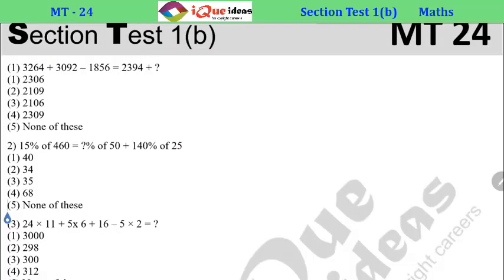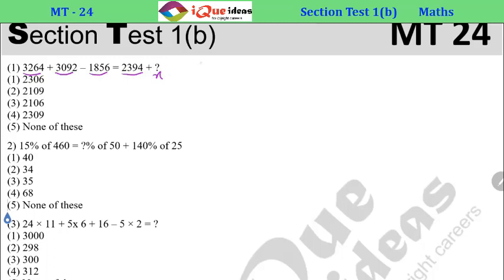Alright, now let's take up questions from the section test 1B, which is exercise MT24. Right, the first question. It says 3264 plus 3092 minus 1856 is equal to 2394 plus question mark. Let's say the question mark is X.